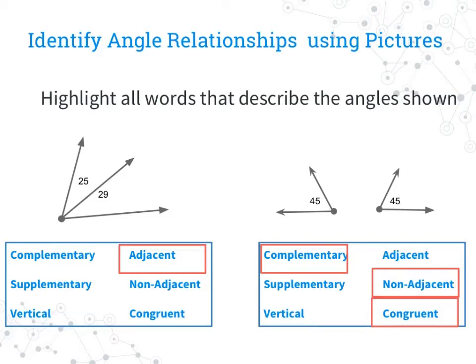Do your answers match mine? Notice the first one, the only thing they were is adjacent. I know that seems odd, but they're not equal, they don't add up to anything, they're not across from each other, so the only thing they can be is adjacent. The second one, on the other hand, they're not adjacent, obviously, so they're nowhere near each other, but they do have the same measure, so they're congruent, and 45 plus 45 equals 90, so they are complementary. Let's take a look at the next one.